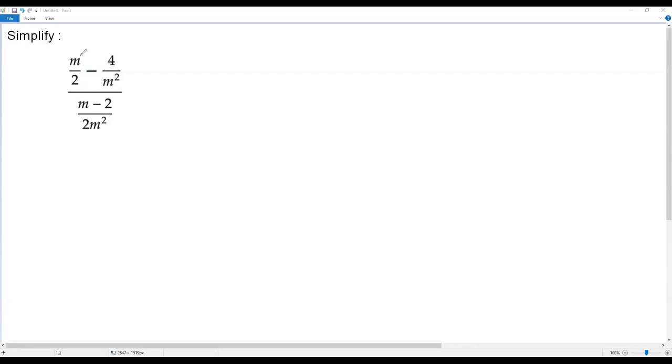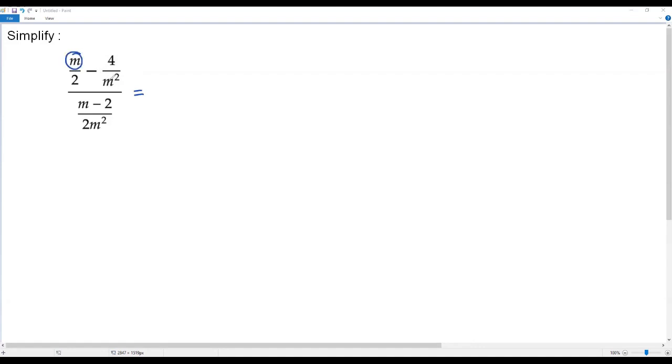That is, the numerator of the first fraction has to be multiplied by the denominator of the second fraction, and the numerator of the second fraction has to be multiplied by the denominator of the first fraction. Finally, we have to multiply the two denominators. So this is the method of cross multiplication. Now let me do it.